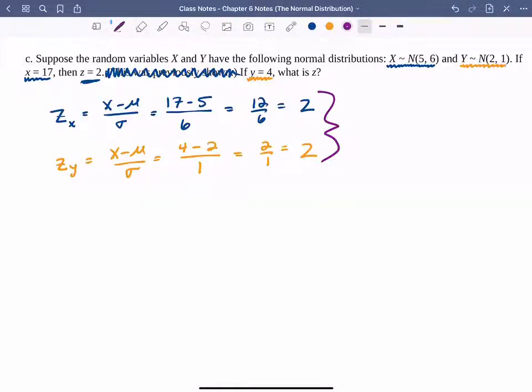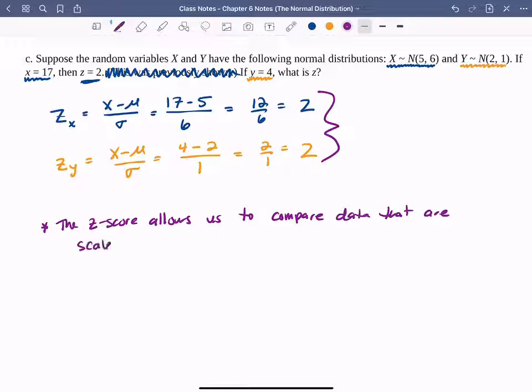So what the z-score allows us to do is compare data that are scaled differently. That's what the z-score allows us to do.